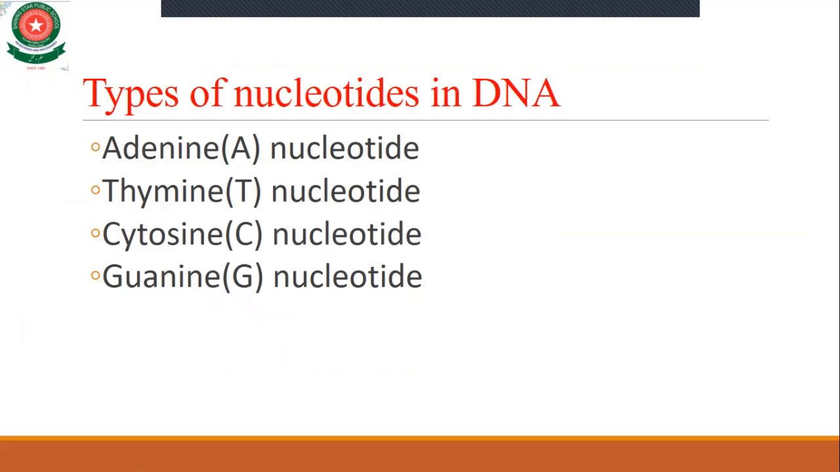We discuss the types of nucleotide. Four types of nucleotide: adenine nucleotide, denoted by capital A; thymine nucleotide, denoted by capital T; cytosine nucleotide, denoted by capital C; and similarly guanine nucleotide, denoted by capital G.